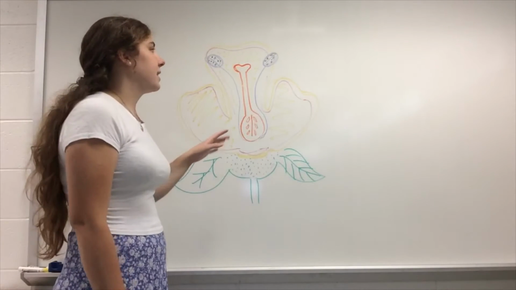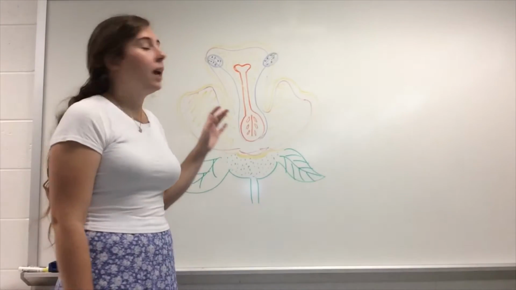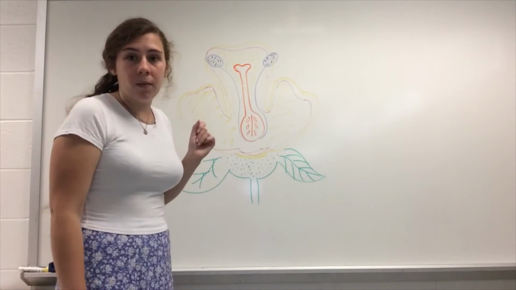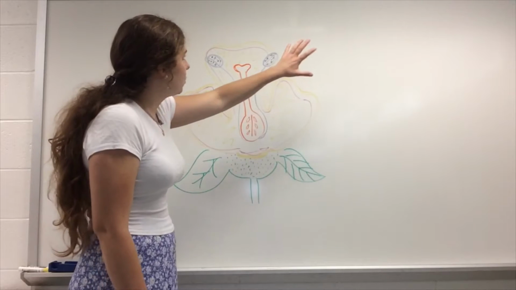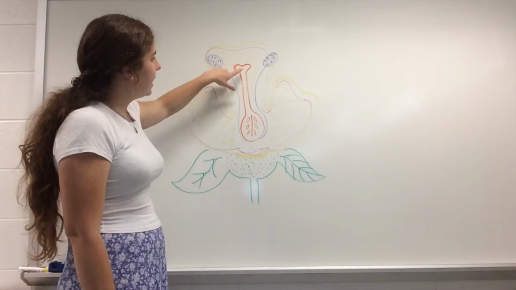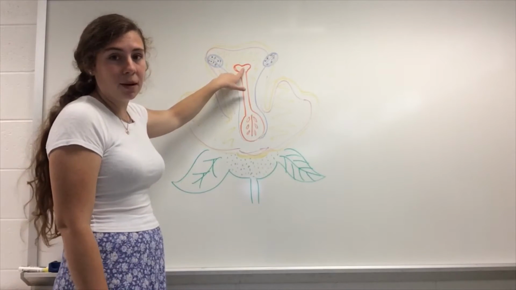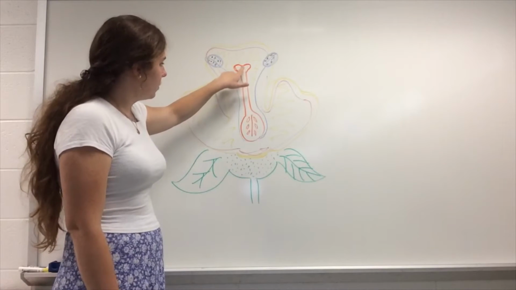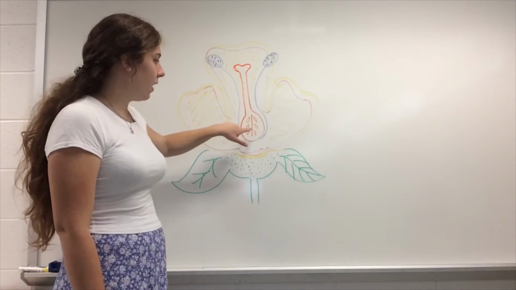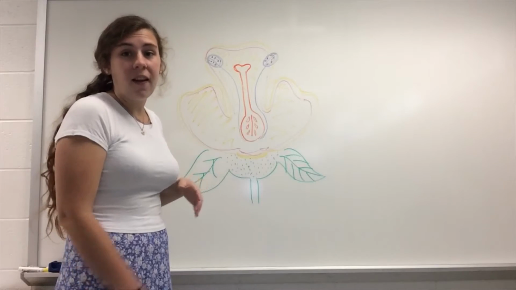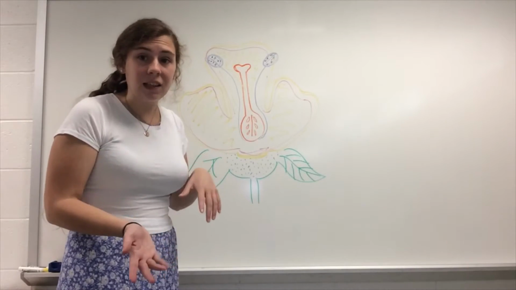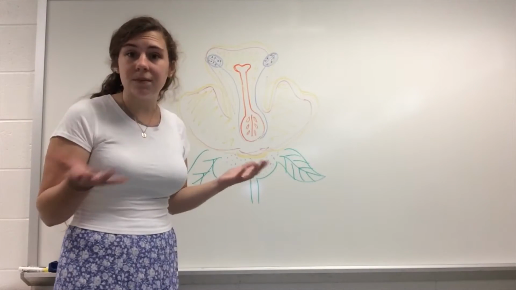So say the wind blows by and picks up the pollen from the anthers, and it brings it over here, and the pollen sticks to the stigma. Then the pollen spreads down to the ovaries and the ovules, where it can fertilize. And that's how we get our fertilized seeds, which can then grow into another plant.